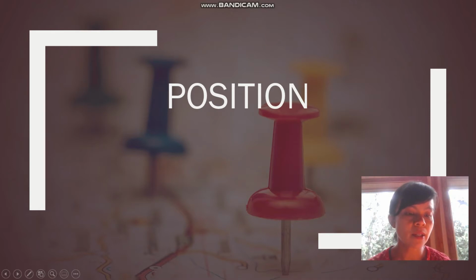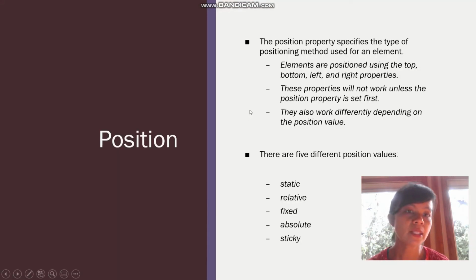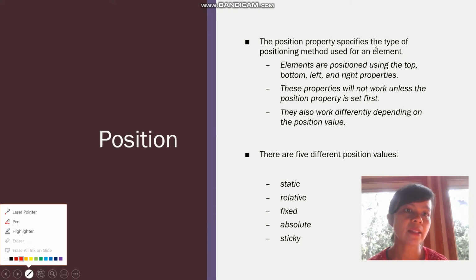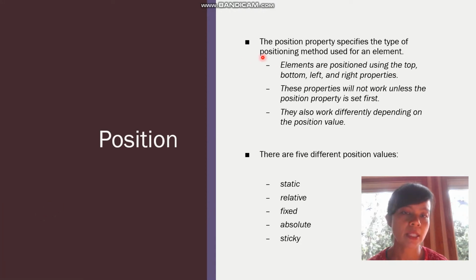In this video, we are going to take a look at the position property in CSS. So the position property specifies the type of positioning method that's going to be used for an element. Elements can be positioned using the top, bottom, left, and right properties.